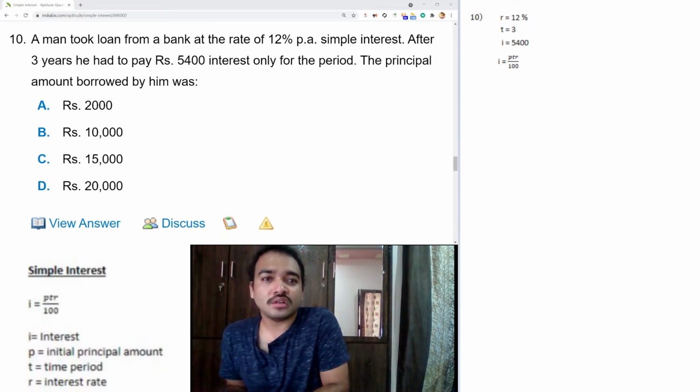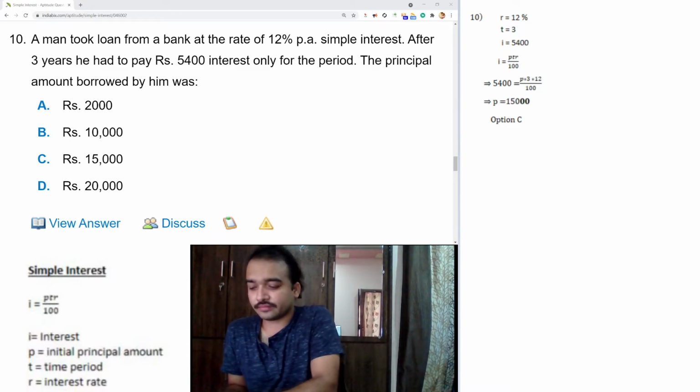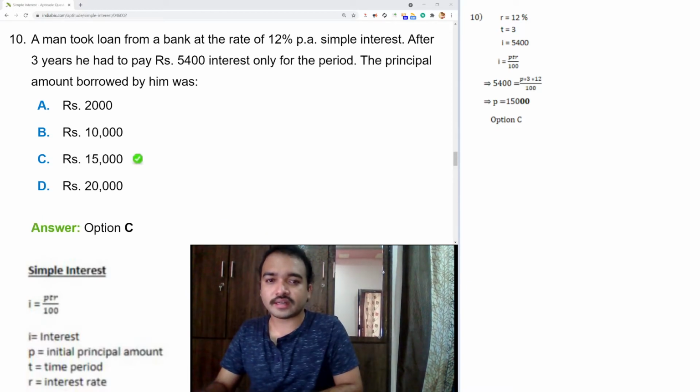Simply substitute the values in the formula. I is equal to PTR by 100. I is equal to 5,400, P we need to find, T is equal to 3, R is equal to 12. After simplifying, we will get P is equal to 15,000, which is option C. Option C is correct.